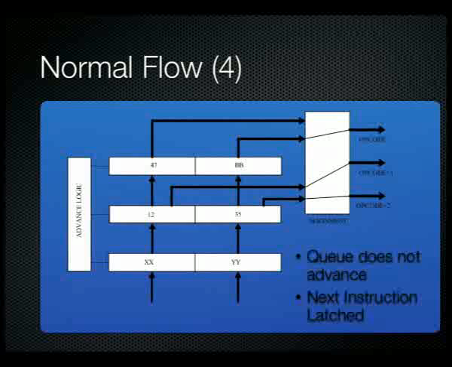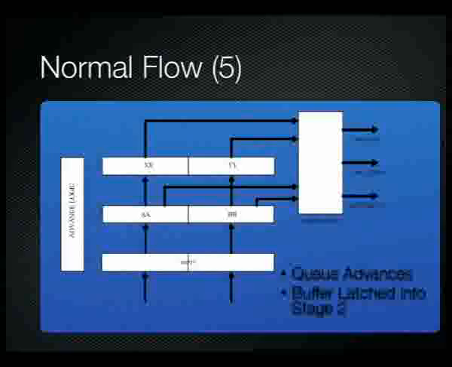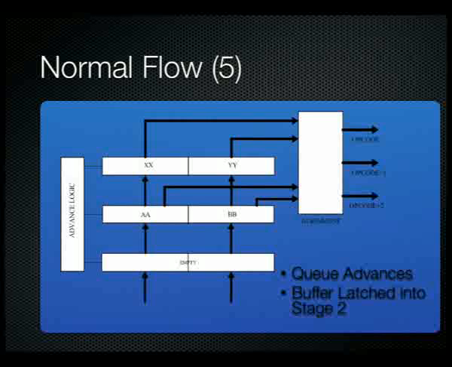So the next time the queue advances, stage 2 will move up to stage 1 and the latches will move into stage 2. So effectively the queue advances, and of course the buffer is latched into stage 2, as I said.